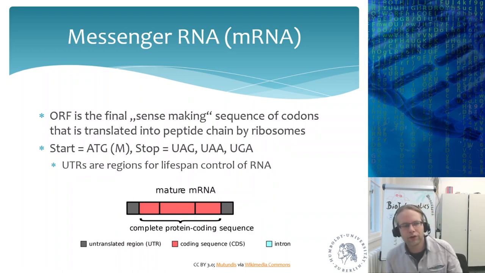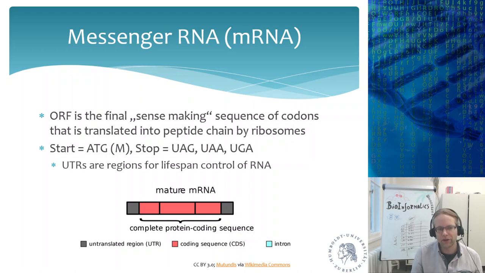The ORF, the open reading frame, is the final sense-making sequence of codons that is translated into a peptide chain by the ribosomes. These peptide chains are then called proteins. The start of where in the mRNA the ribosome starts making proteins is in 99.9% of the cases an ATG. In the DNA sequence, ATG codes for a methionine when it's somewhere in the middle of the protein, but when we look at the mature mRNA, we start at the beginning, and the first time that ATG occurs, that is where the ribosome starts translating the protein. So a lot of proteins, like 90% of the proteins, start with a methionine.